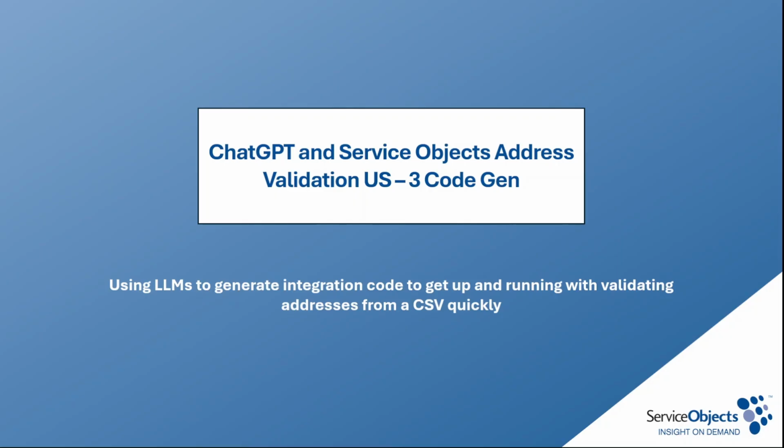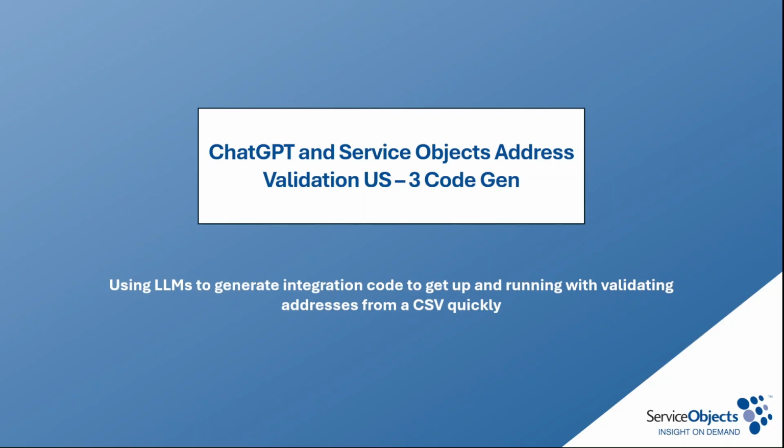We've done a few of these videos where we use LLMs, or in this case, ChatGPT, to generate sample code in Python to validate addresses or a lead against our APIs. What we've done in the past is it's generated code, it looked great, it ran, we validated a record, you can see it come in on the command prompt, and you get the result. In this case, we want to do something a little bit more interesting.